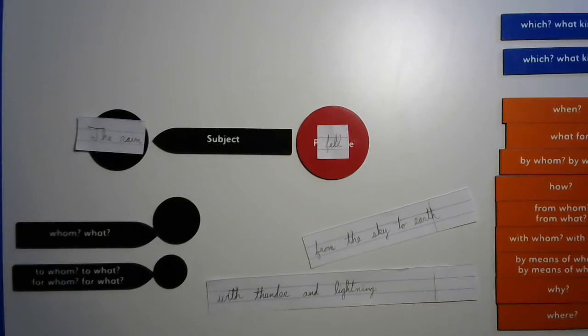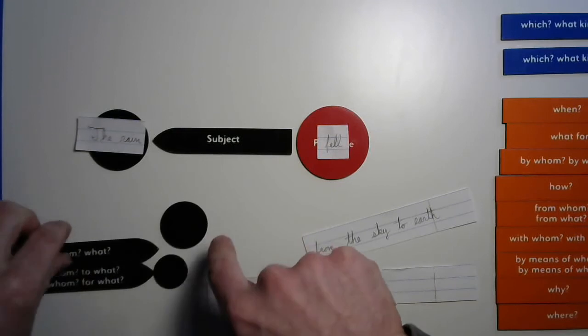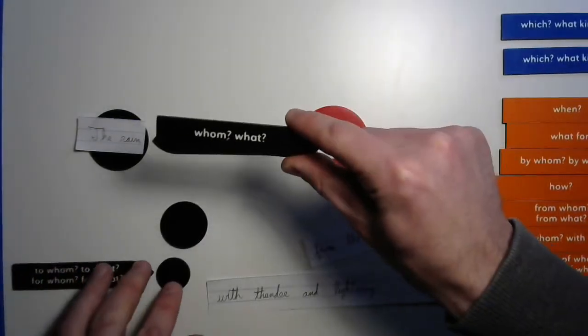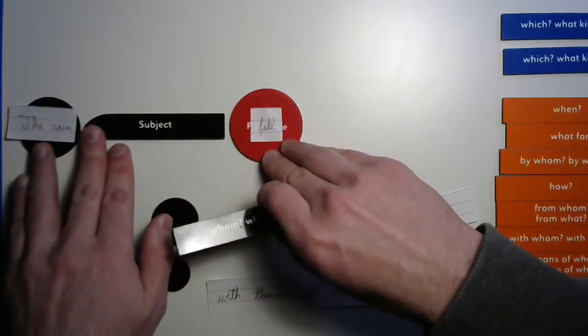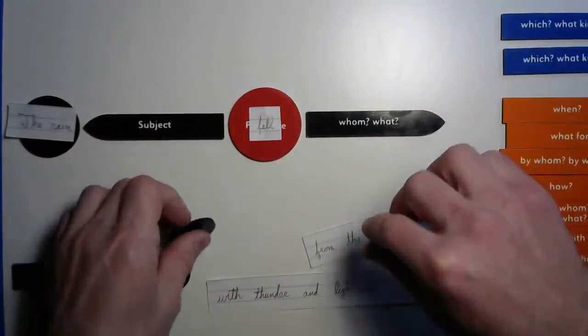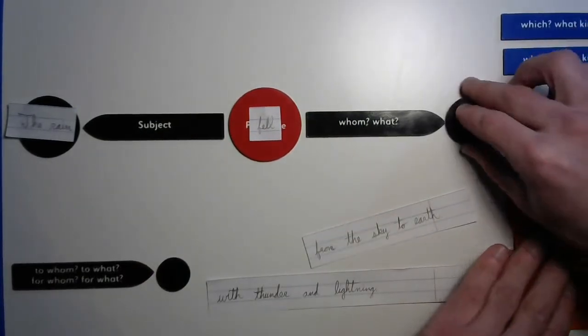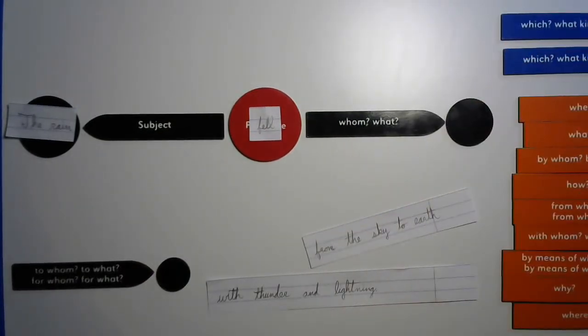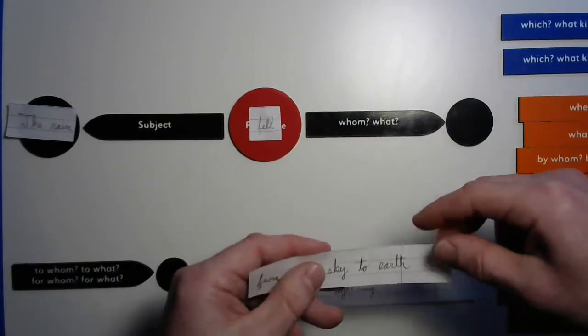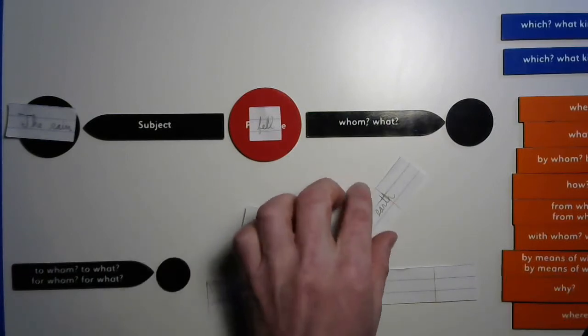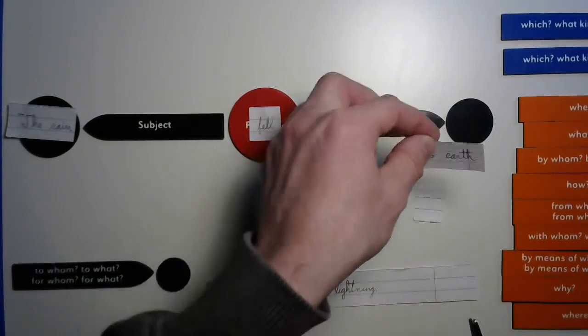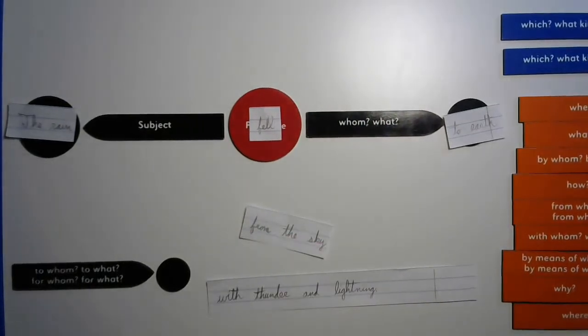It is what fell. Whom or what? The rain fell whom or what? I'm actually going to move my layout over a little bit so I can fit in this next part. I'm trying to think. Well, you know, the rain did fall to the earth, and I'm going to guess it got the earth sort of wet too, so it directly affected the earth. Fantastic. The rain fell to earth.